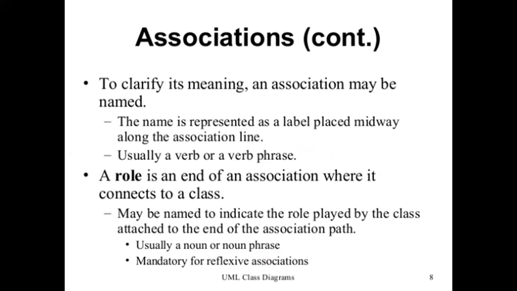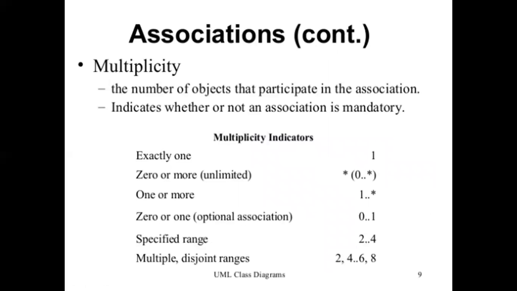Mandatory to reflect the association. The association multiplicity is exactly the number of objects that participate in the association, and it indicates whether or not the association is mandatory. Suppose the association is mandatory, it is represented on the label, for example exactly one, or zero or more. And next, one or more, 1..*. Next, zero or one.